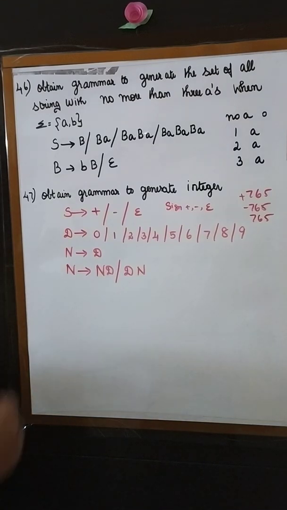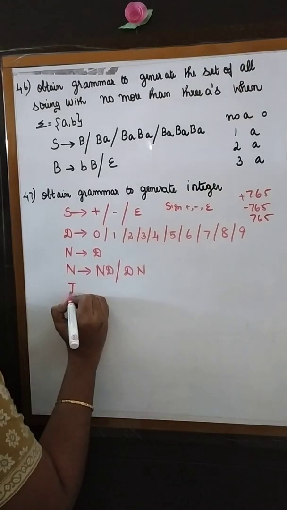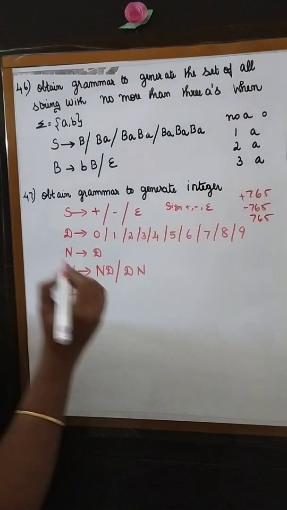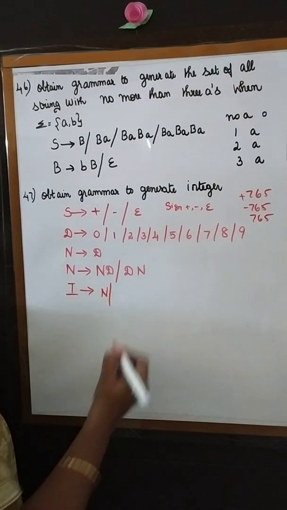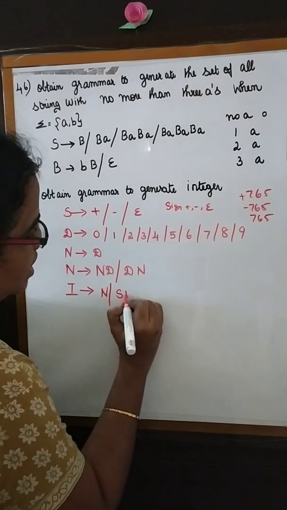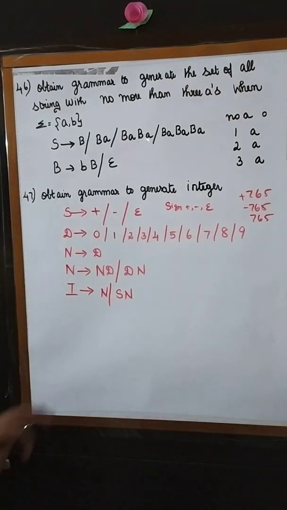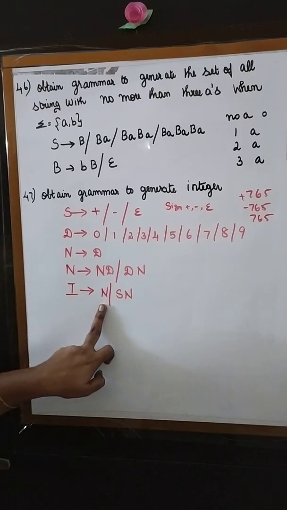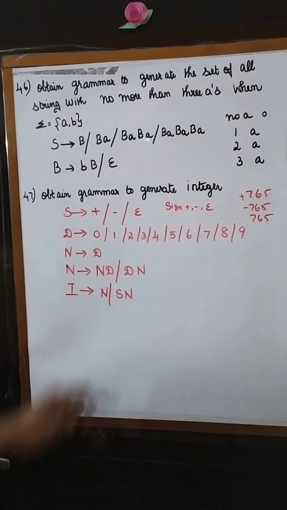Next, I am going to put it in an integer. What will be there in the integer is either a number or otherwise a signed number. Either the number will be there directly or with the sign. So this is my grammar, and you have to write this in your grammar.